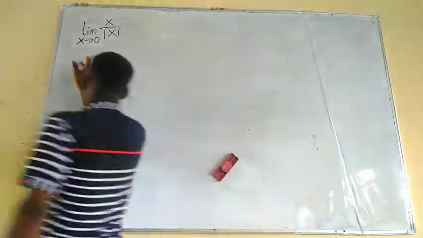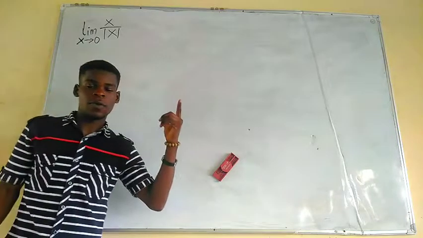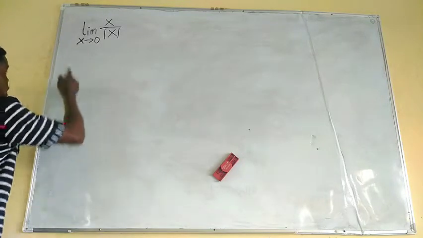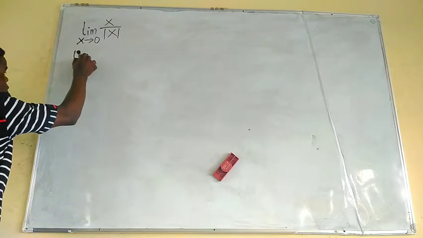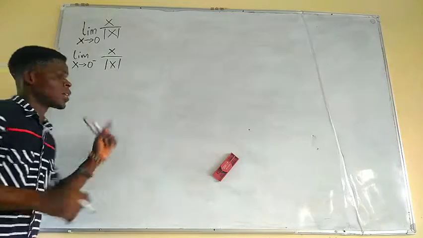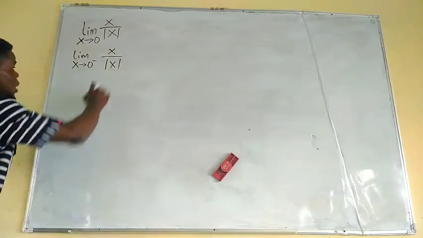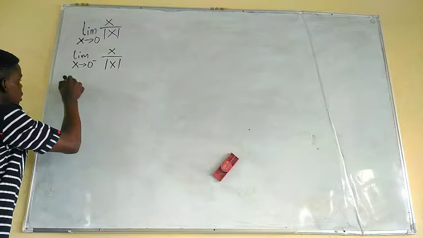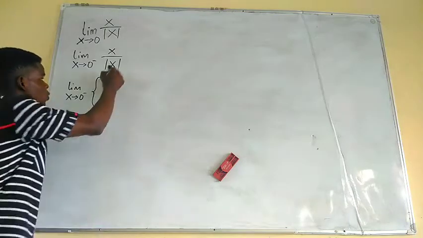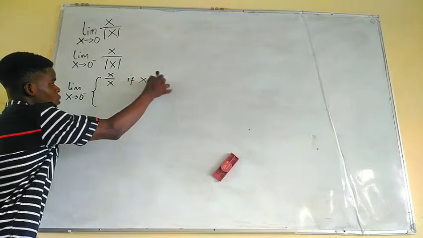Now, given this function, x over the absolute value of x, from definition, when we talk about the absolute value function, we'll get on with it. Here, I'm going to start by evaluating the limit as x tends to 0 from the left of the function x over absolute value of x. From the absolute notation in the denominator, we can rewrite this as a piecewise function: the denominator will be x if x is greater than or equal to 0.